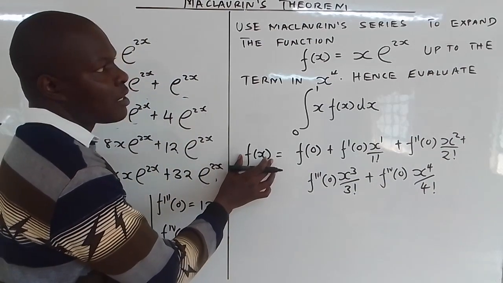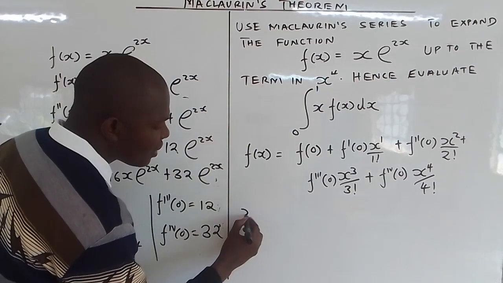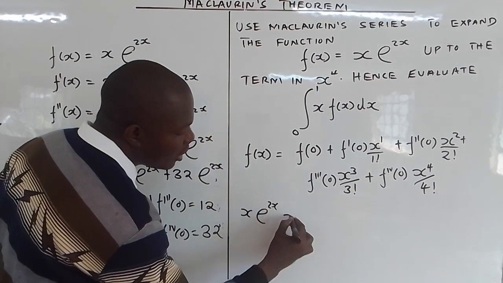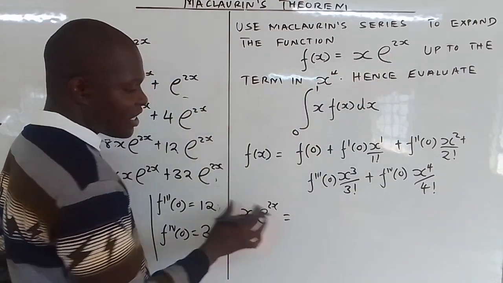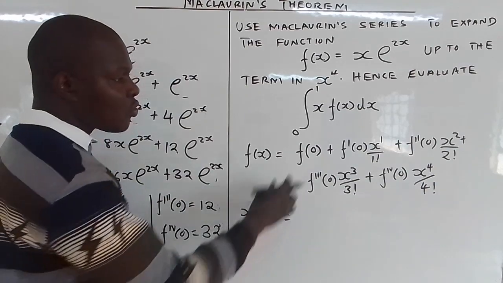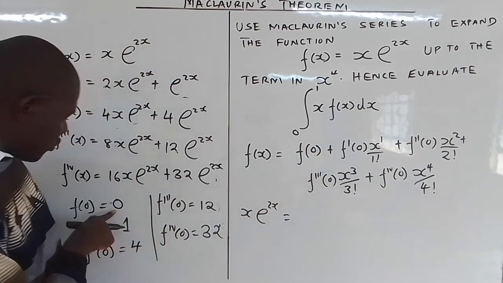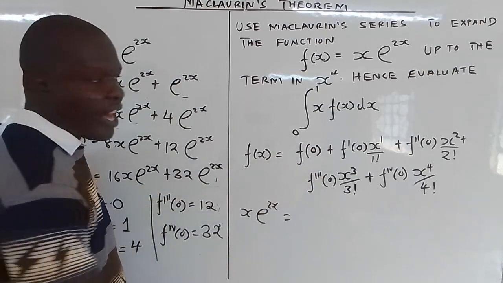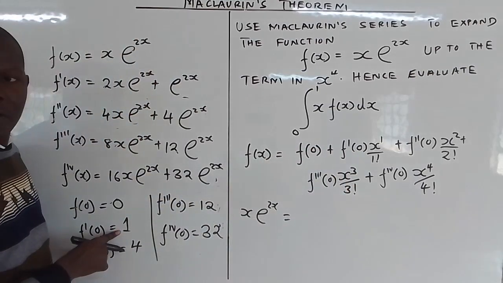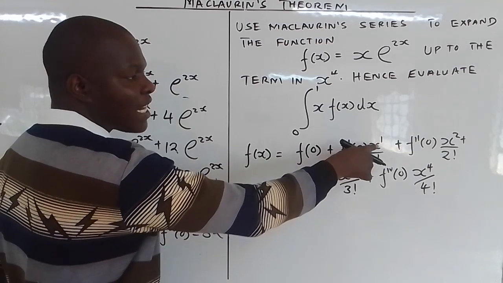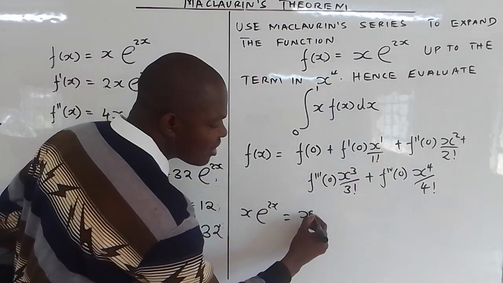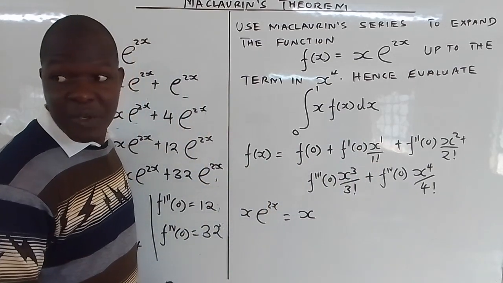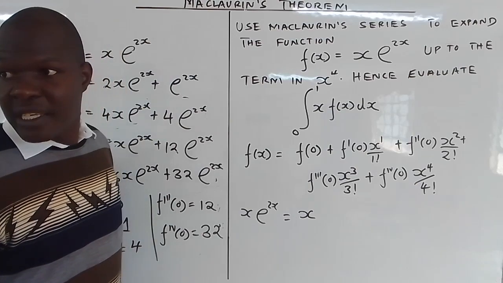What is f of x? f of x is x times exponential 2x, that is f of x, isn't it? It is equal to what? f of 0, what is your f of 0? It's 0, so it means this term is 0, isn't it? Then f prime of 0 is 1, so this is 1 times x divided by 1 factorial, so you just remain with x. Are we together? So you just remain with x.